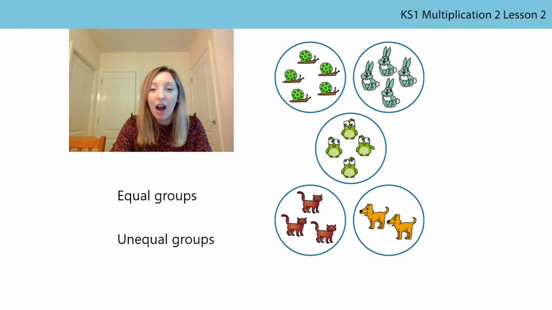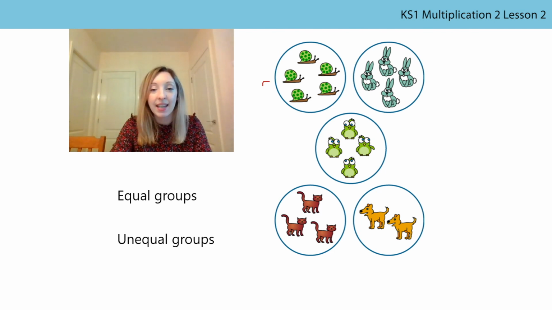Excellent. Now, are these animals in equal or unequal groups? How could we look to see? Good, we could count them, couldn't we? Because we know that if there are the same number of animals in each group, then the groups are equal. But if there are a different number of animals in each group, then they are in unequal groups. Let's start by looking at the snail. Can you count how many snails there are? How many snails did you see?